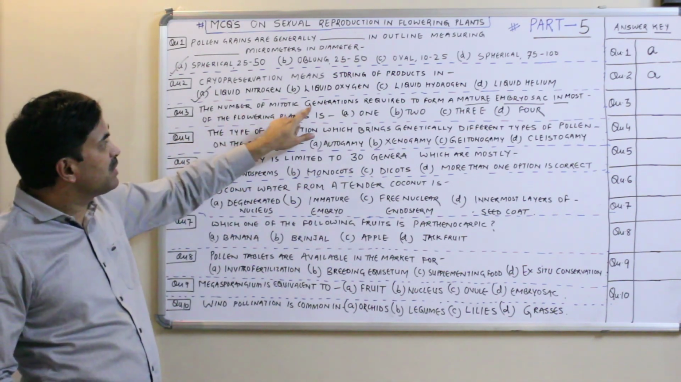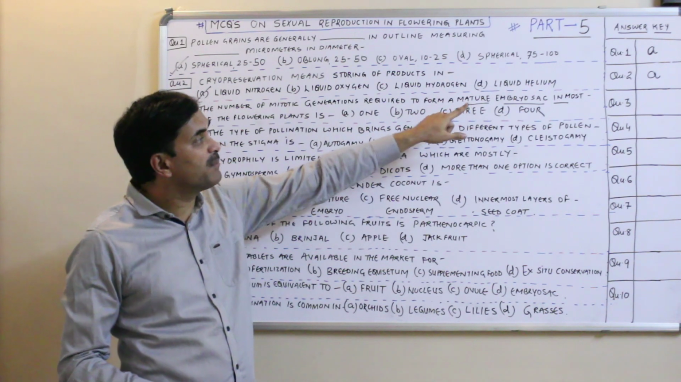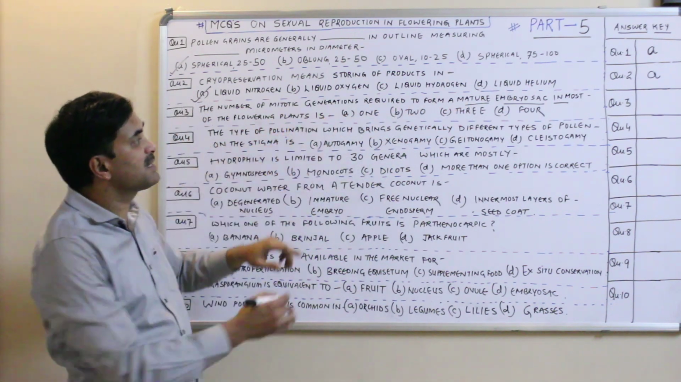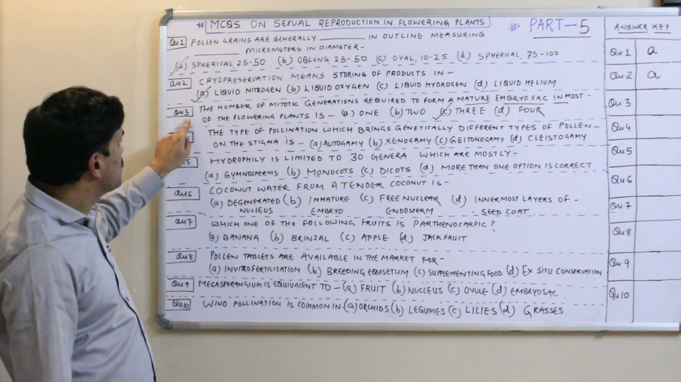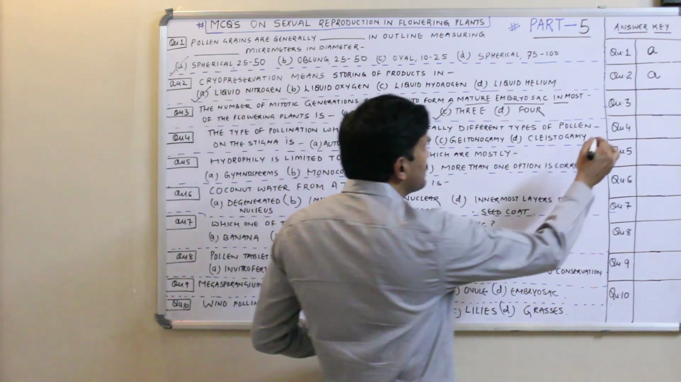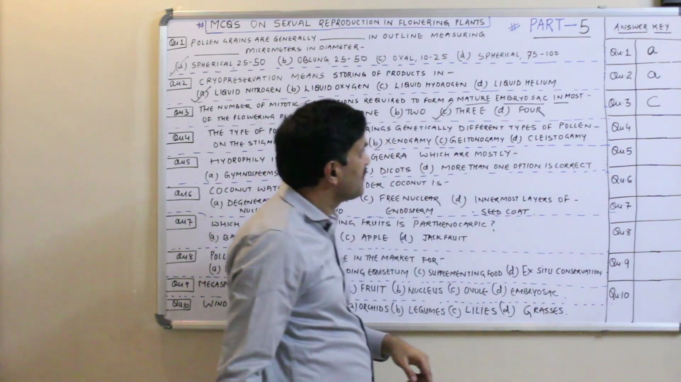So the number of mitotic generations required to form a mature embryo sac in most of the flowering plants is 3. At least 3 mitotic divisions occur. So question number 3 has the answer C.